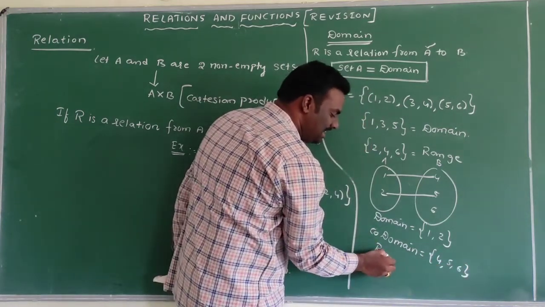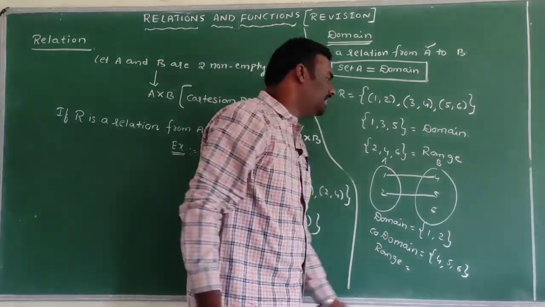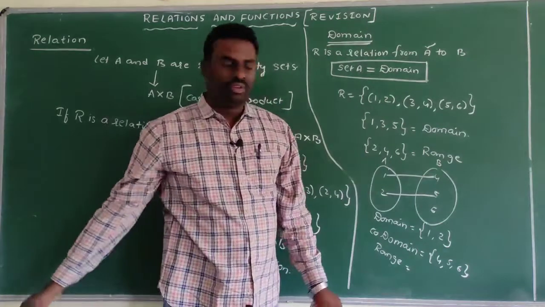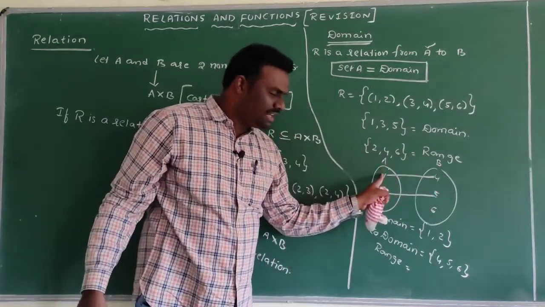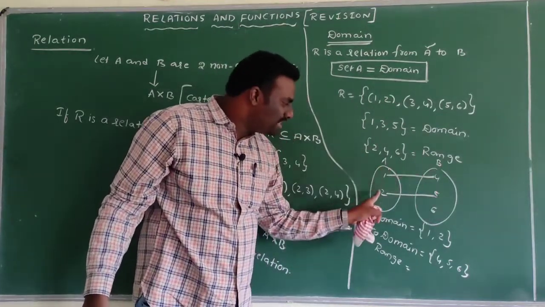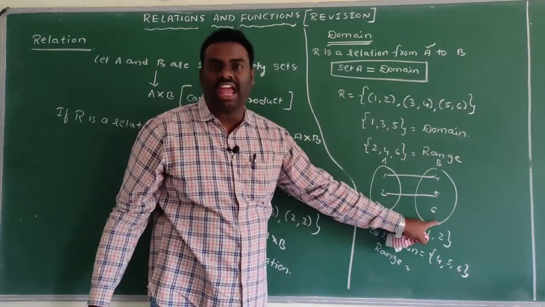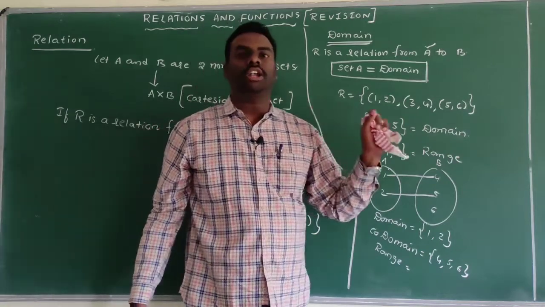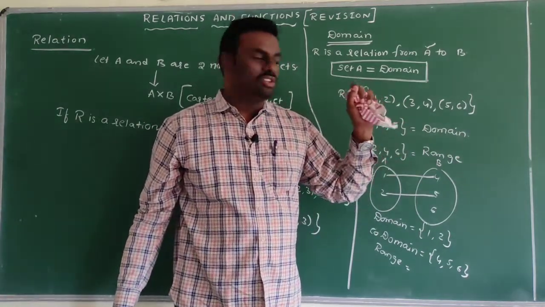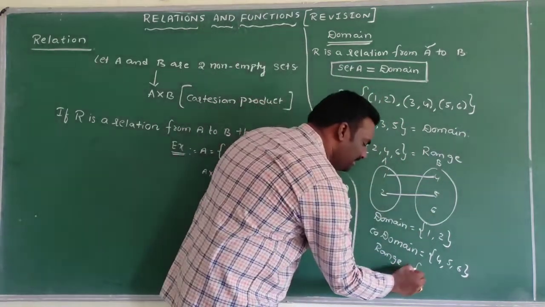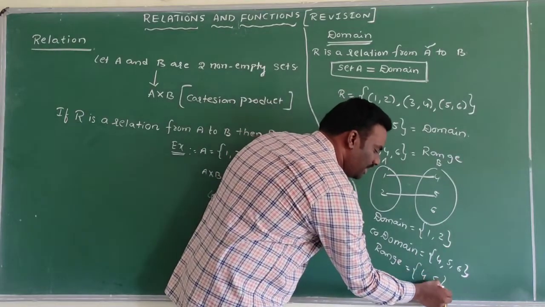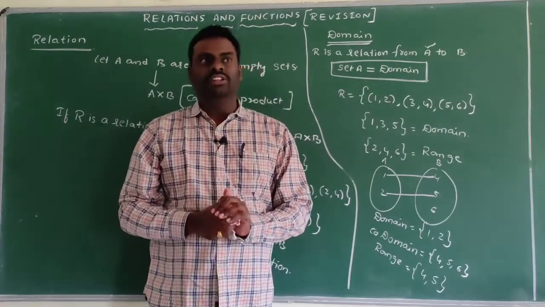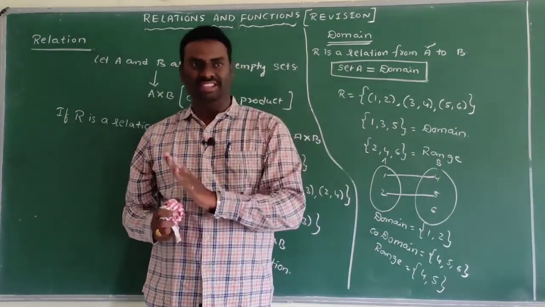But range is nothing but the elements in set B having a pre-image in set A. 4 is having a pre-image in set A, 5 is having a pre-image in set A, but 6 is not having a pre-image in set A. That's why 6 is not included in the range. So now the range is 4, 5. This is the difference between domain, codomain and range.